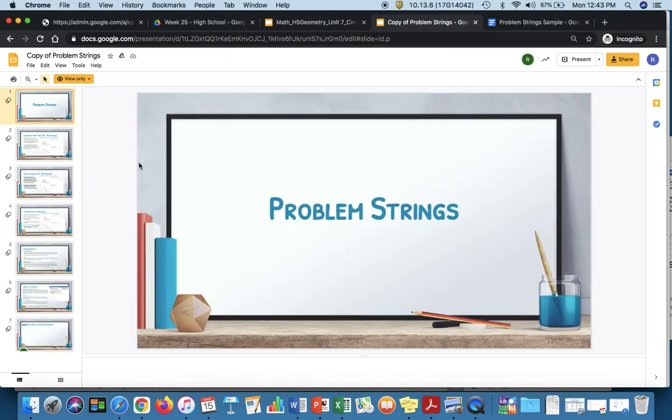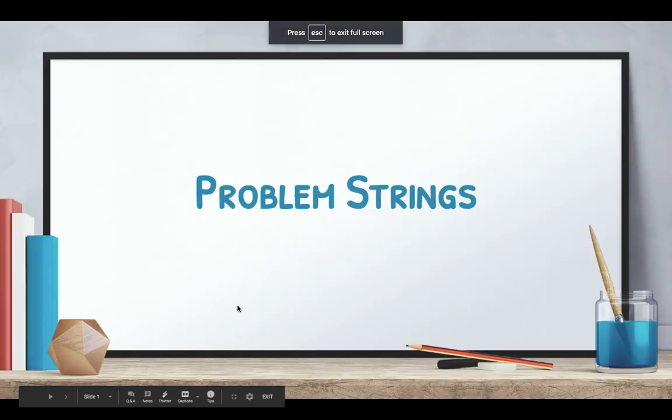So I have a small presentation that I'm going to share on problem strings, breaking down the idea of the routine, and then I'll share a model that could be used for this lesson. So let's present.